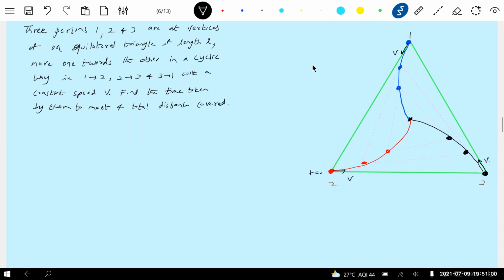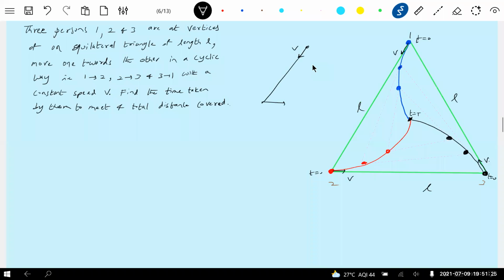At t equals 0 they were here, and after some time t, all will meet here. But what is the speed everywhere? The speed will be constant. Okay, how to calculate this time taken? I'll go for relative velocity. What was the initial separation? It was L. So take help of this.